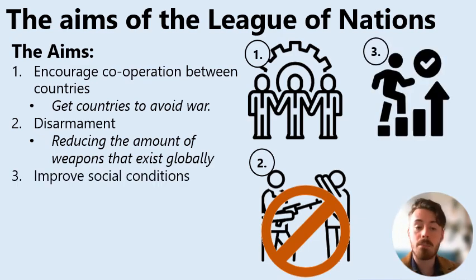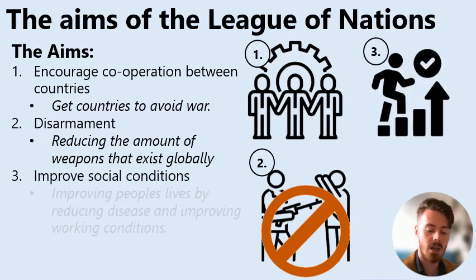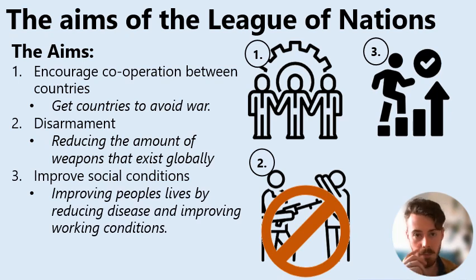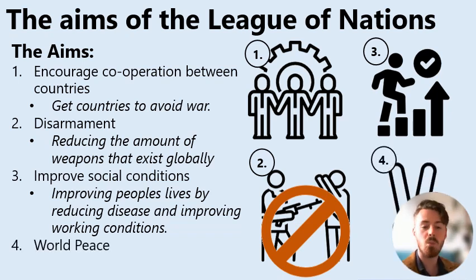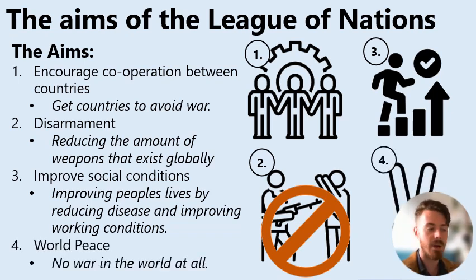As well as this, they were improving social conditions. This is a complicated one, but essentially people go to war because they're angry and upset and sad. If you make everyone in the world happy by, let's say, improving their wages, reducing the diseases and getting them more food, they've got no reason to be angry and go to war with other people. So improving social conditions, and then world peace. No wars in the world anywhere. These are their goals. These are the end goals for the League of Nations. These are the things that they should be doing at all times.